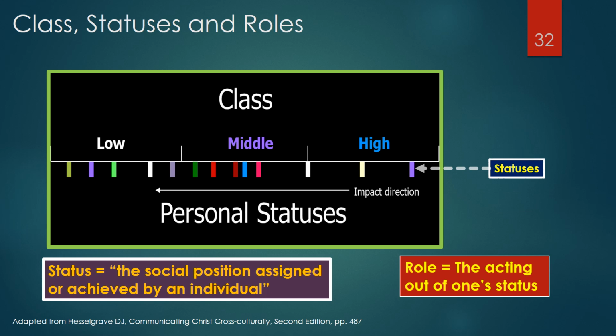Superimposed on the class system is a status system and roles. Status is the social position assigned or achieved by an individual. A role is the acting out of one's status. Every member of a society or community has his or her statuses and roles. A man may have the status of son to his mother, physician to his patients, and elder in the church. In each of these statuses, a person is expected to fulfill certain roles or behaviors. Generally, people want to interact with people of equal or higher status and seek to move up in status with every opportunity.